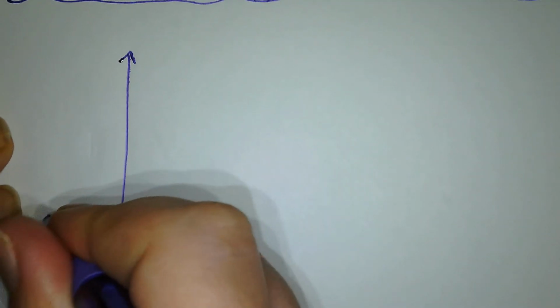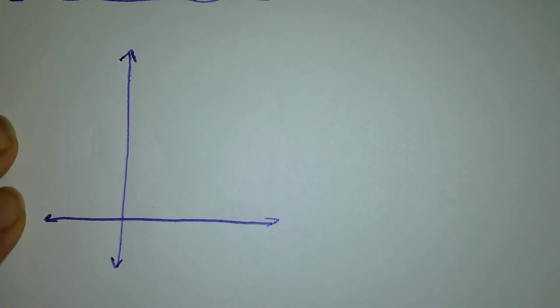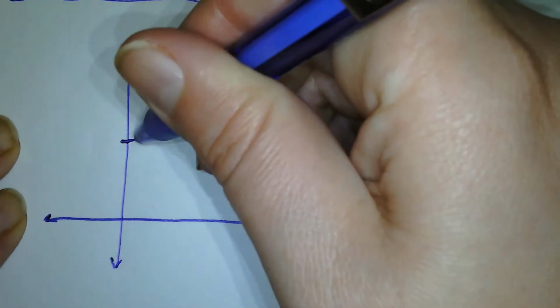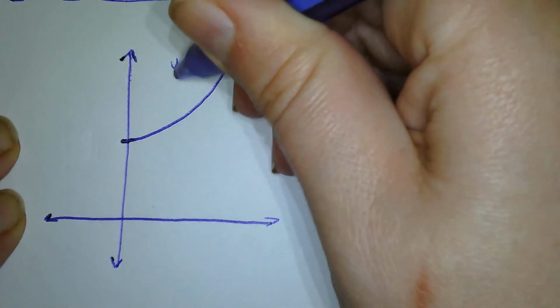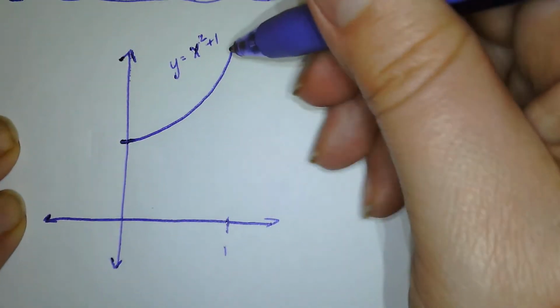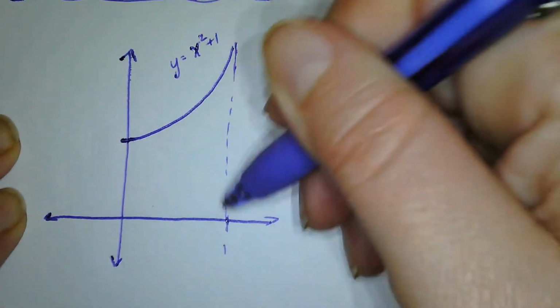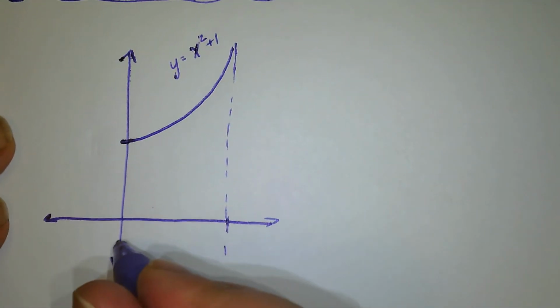I want to show you why we would use one method as opposed to another. So let me show you an example. Okay, so this is going to be the function x squared plus 1. And we're going to go from 0 to 1. And we're going to rotate it about the y-axis.